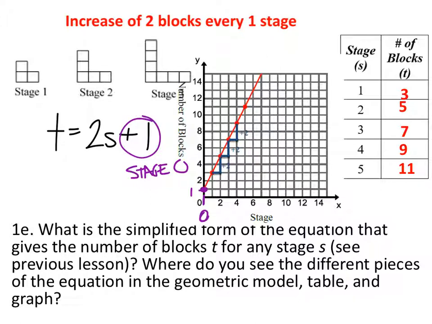The rate of change on this one was an increase of 2 blocks every 1 stage. Does the rate of change show up in the equation? Yes. Yeah, it's 2, right? So this 2 would represent 2 blocks every 1 stage. That's the rate of change right there.